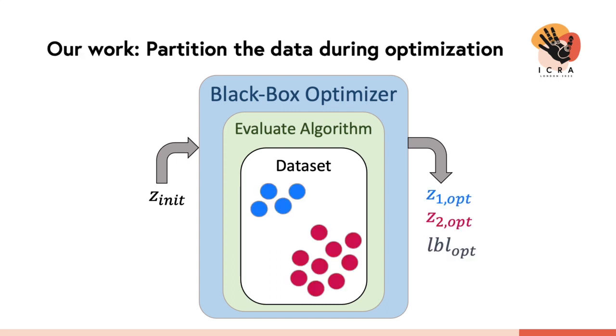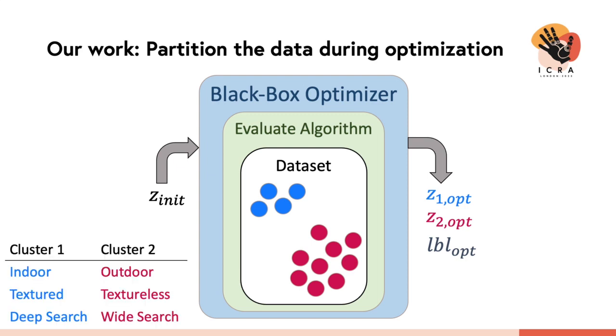In this work, we propose that it's possible to partition a dataset during optimization. This partitioning of data happens based just on the response of the chosen algorithm to different configurations produced by the optimizer. This produces multiple configurations, each corresponding to a disjoint set of data, and a label vector that assigns each data point a configuration. Our hypothesis is that many algorithms prefer different configurations in different, easily detected environments. For example, perhaps there are different configurations for indoors or outdoors, or textured scenes versus textureless scenes, perhaps planning environments that require deep search versus ones that prefer wide ones.